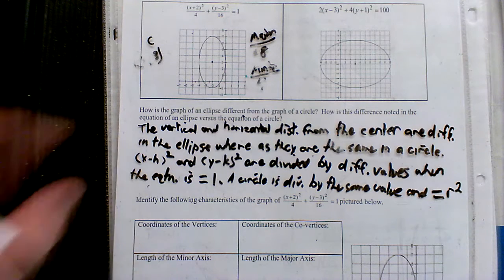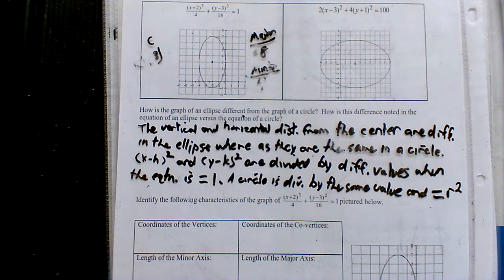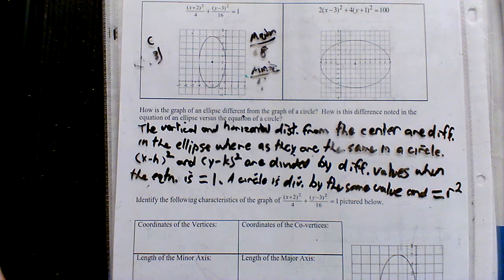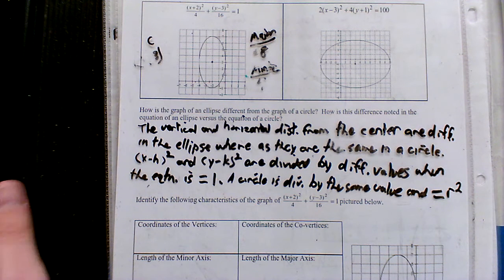So this is basically just describing the differences. So if you see an equation, you should be able to tell if it's the equation of an ellipse versus the equation of a circle. Is there any of this you need me to repeat, restate? We're okay with that so far? Alright, so let's go ahead and start some examples then.